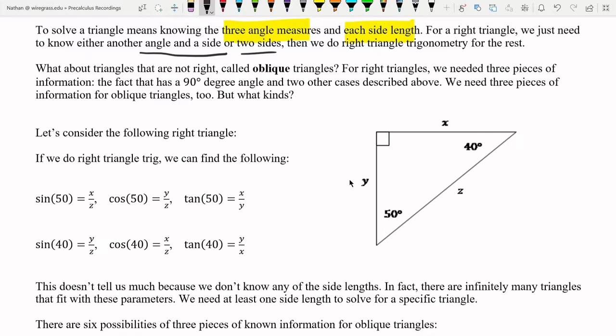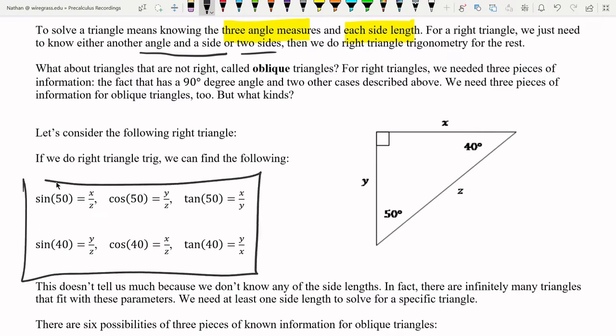What kinds of information can we need? Well, there's really one case of things that we cannot have, and that's what I have laid out here. I have a right triangle where I know all the angles, but none of these side lengths. If you do the right triangle trig on either of these angles, 50 or 40 degrees, we get this. And there's no way to solve this. Because we don't have any side length, we cannot solve for any other side length. And that's because if you know only the three angles, there are infinitely many triangles that satisfy that scenario. Now, if we do know at least one of the side lengths, then we can solve it.